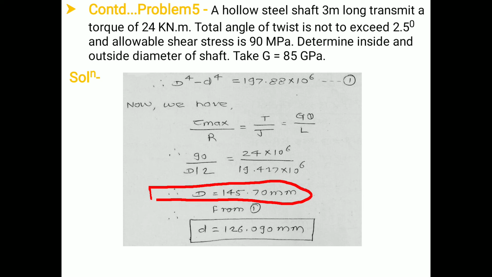So on putting this value into equation 1 we have small d also, that is 126.090 mm. So in this manner we have determined the value of capital D and small d.